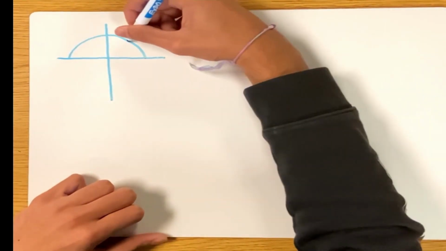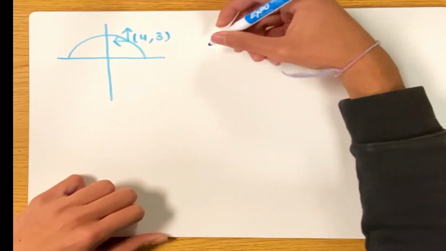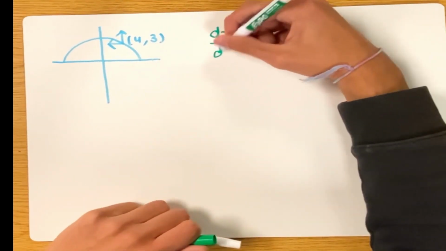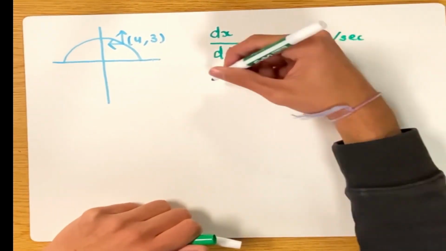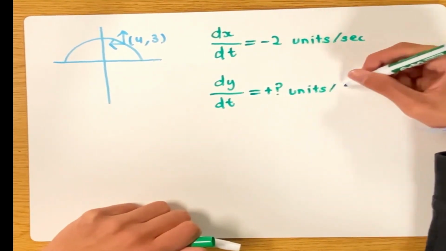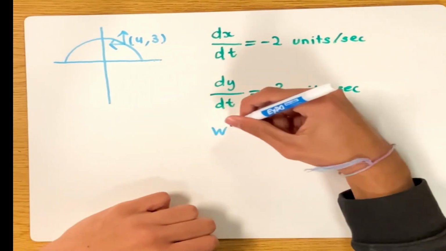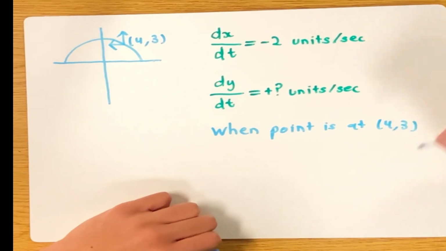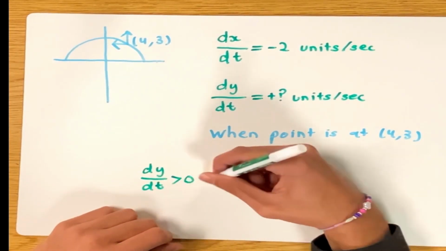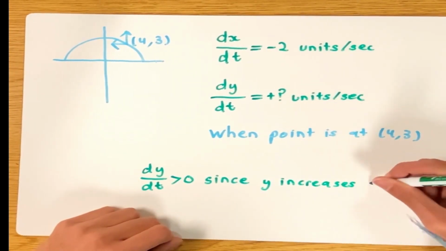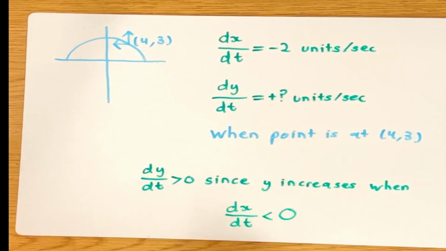Let's start by sketching the graph of f of x, which is a semicircle. The problem tells us that the point is moving 2 units per second to the left in the x direction. We need to find the rate of change for the point in the y direction at the coordinate (4, 3). As you see from the graph, if the point is moving to the left, it is also moving up in the y direction. This means that if dx/dt is less than 0, dy/dt must be greater than 0.